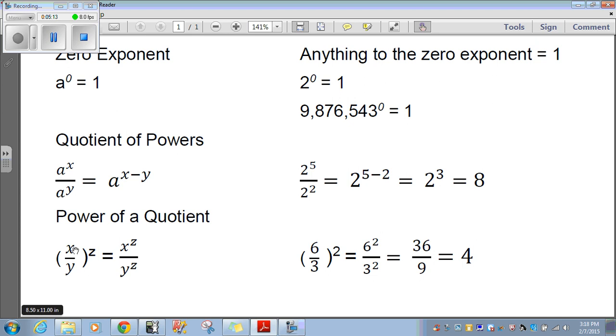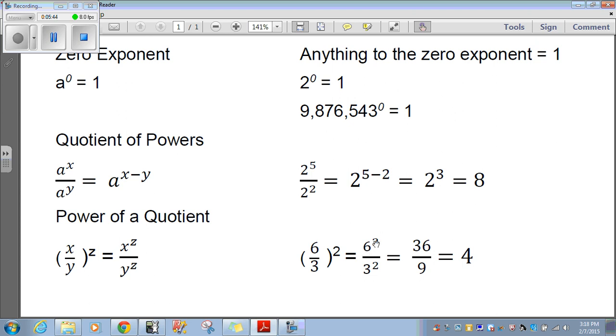Let's say you have some base and a different base. It's dividing each other, and they're being raised to some exponent. Well, what that basically means is you're distributing the exponent to both, so that would be x to the z over y to the z. As an example, let's say our x is 6, our y is 3, and they're both being raised to the exponent of 2.